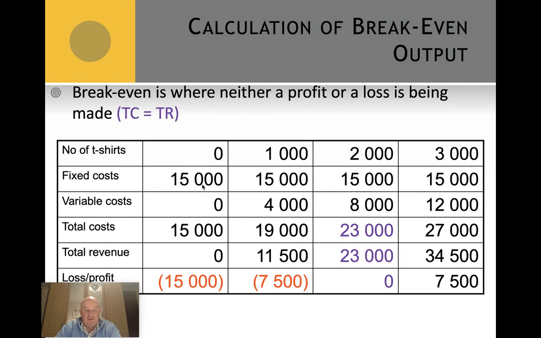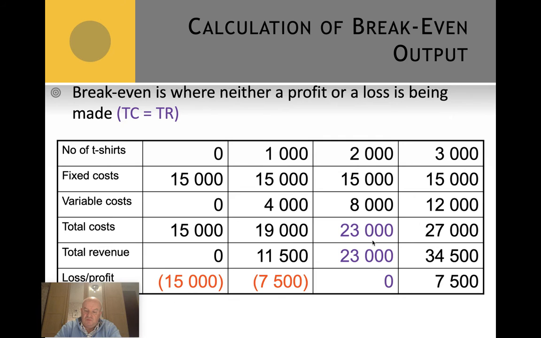So 15,000 fixed cost, no variable cost, 15,000. For 1,000 units, we've got £15,000 worth of fixed cost and £4,000 worth of variable cost. The total of those two is 19,000. The revenue that we're achieving, and remember it's £11.50 per item, our selling price, for 1,000 items, so we've achieved £11,500 worth of revenue. We'll come back to whether it's a profit or loss in a minute. Then we'll take a look at this next one.